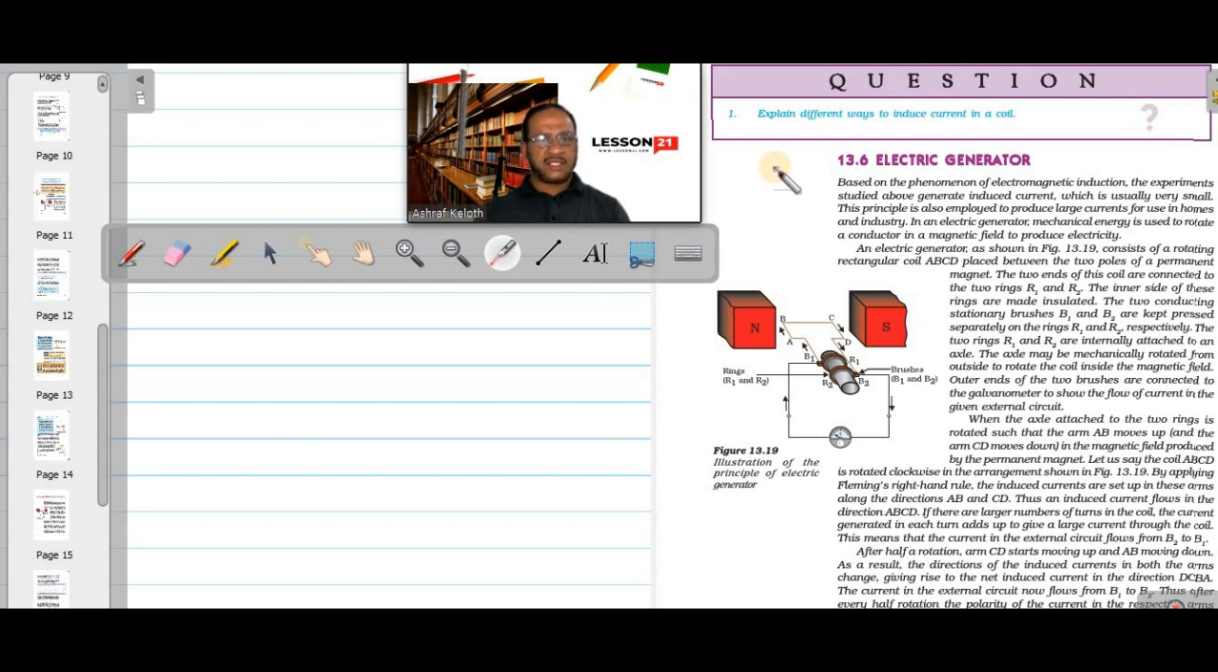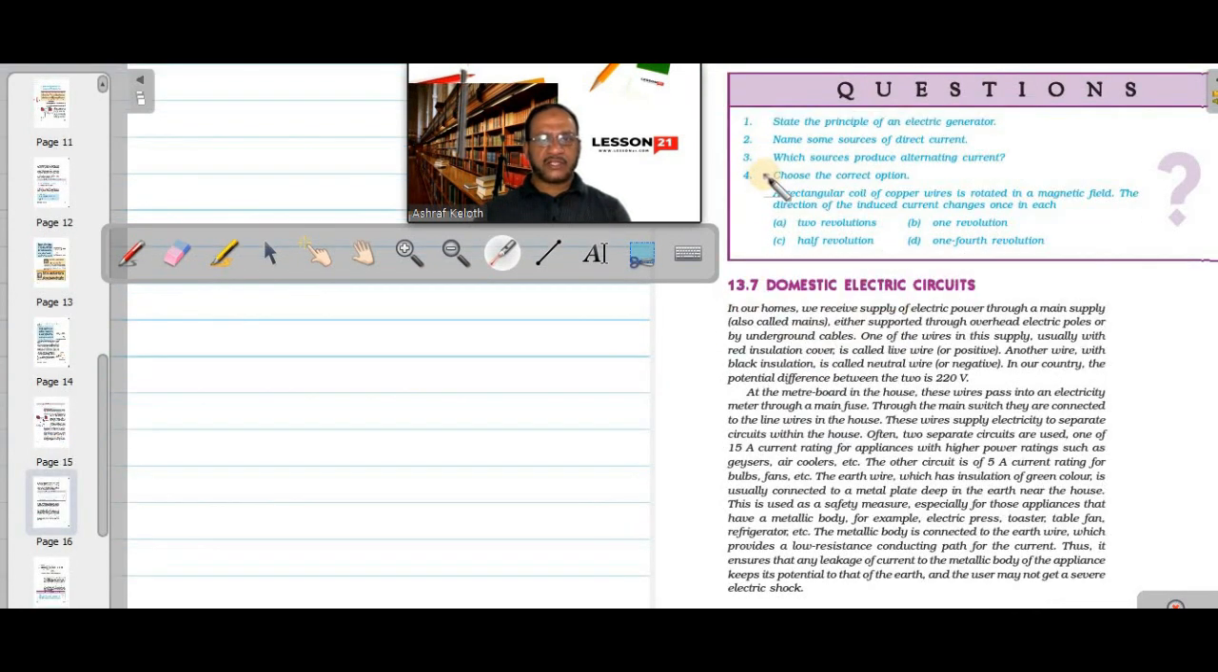So all of you write down this answer. A current can be induced in a coil by moving a magnet inside. That is one method. Another method, a current can be induced in a secondary coil by changing the current flowing through the primary coil, which is kept very close to the secondary. Read the next question.